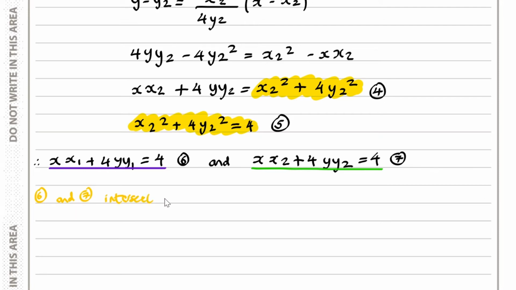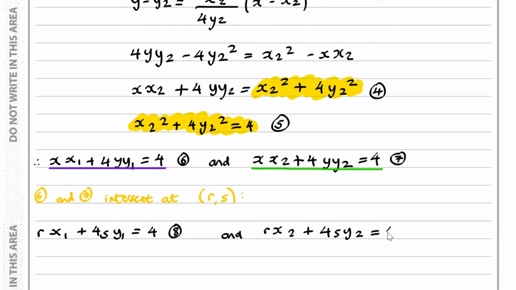intersect at the point R, S. Now, this is important because if we substitute R, S into 6 and 7, what you'll end up with is R lots of x1 plus 4s y1 equals 4. So that's equation 8. Okay. And R lots of x2 plus 4s y2, that's equal to 4. Call this equation 9. And the reason we've got these equations 8 and 9, we can now use this information to find out the gradient.